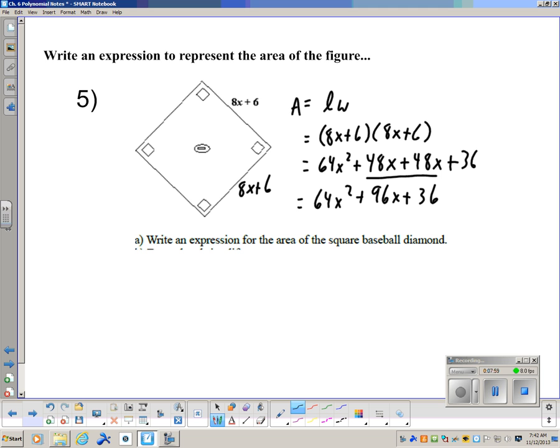So there's the area of our square baseball diamond, so it's a square. So these angles here at the corner should be 90-degree angles each time.